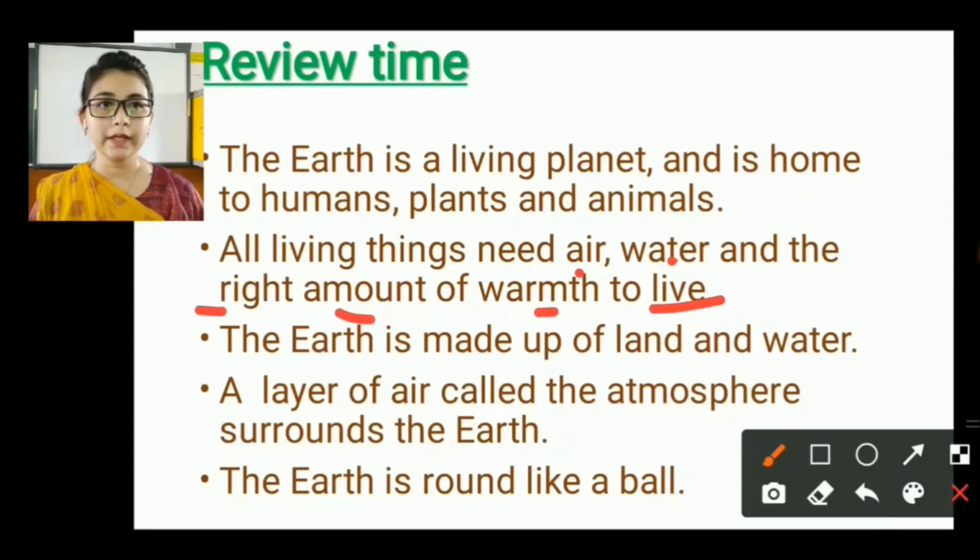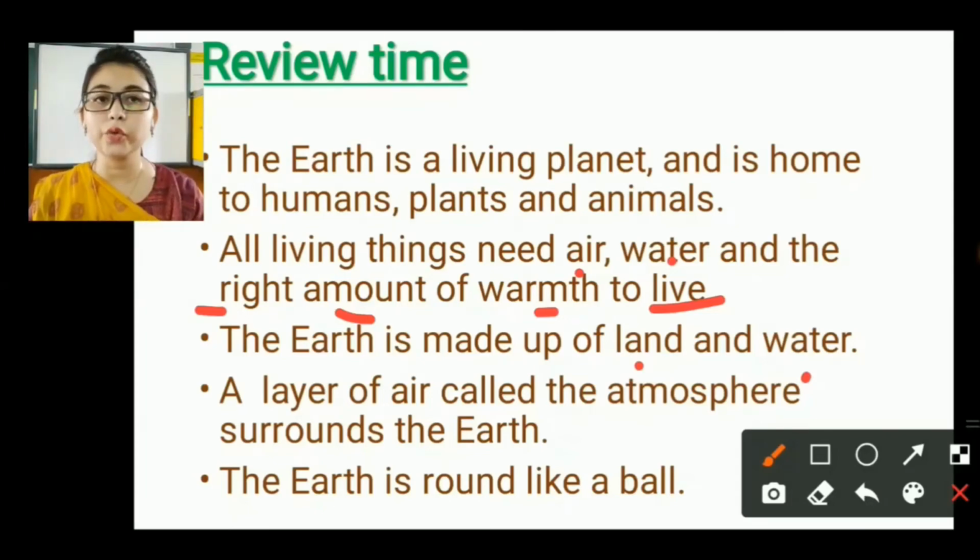So from where are we getting air? We are getting it from the atmosphere. Water, we are getting drinking water from the rivers, ponds, lakes. And the right amount of warmth to live, from where can we get it? We can get this from the sun. The earth is made up of land and water, as we have discussed. Only 1/4 part of the earth is covered with land, and 3/4 part is covered with water. Now a layer of air called the atmosphere surrounds the earth.